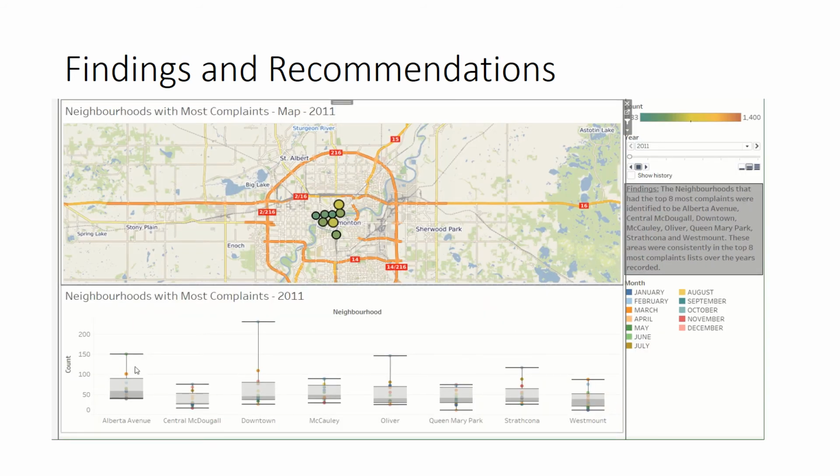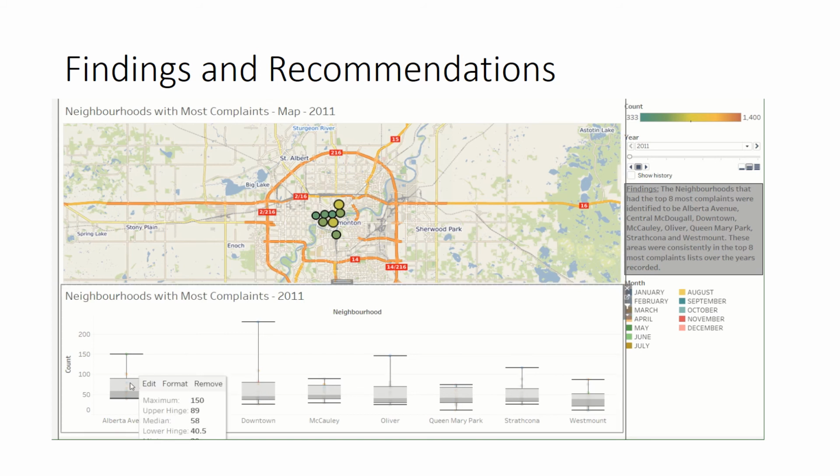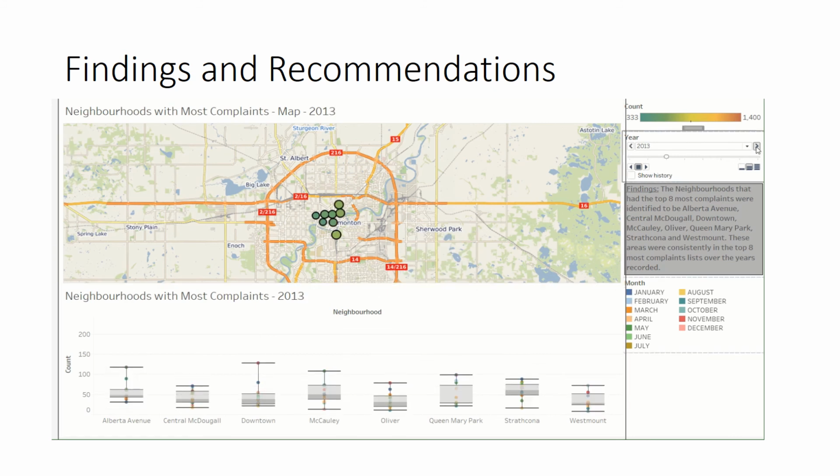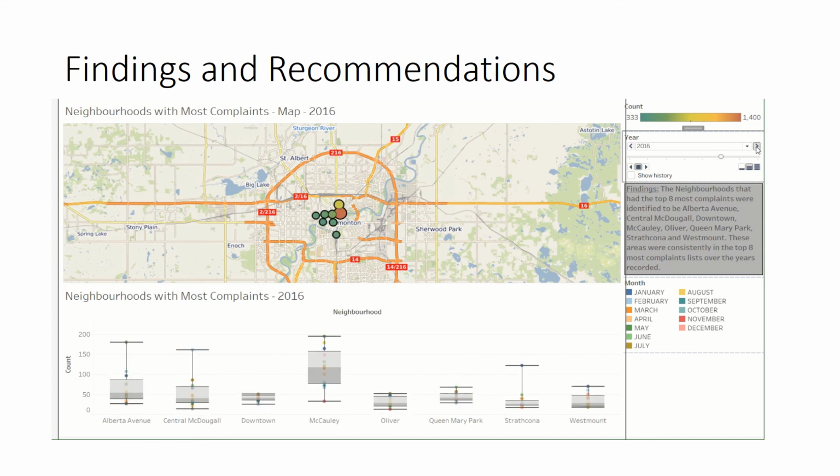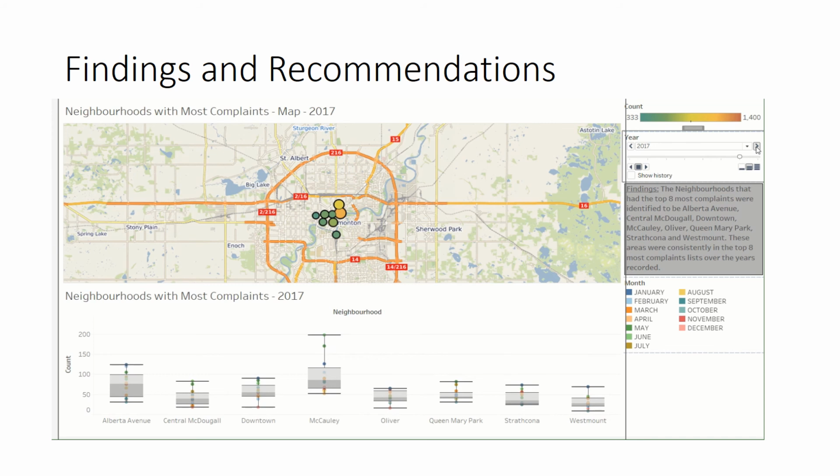The neighborhoods that had the top 8 most complaints were identified to be Alberta Avenue, Central McDougall, Downtown, Macaulay, Oliver, Queen Mary Park, Strathcona, and Westmount, all within central Edmonton. These areas were consistently over the years in the top 8 most complaints list. Perhaps bylaw officers should give more attention in these areas to ensure citizens are not inconvenienced by these infractions.